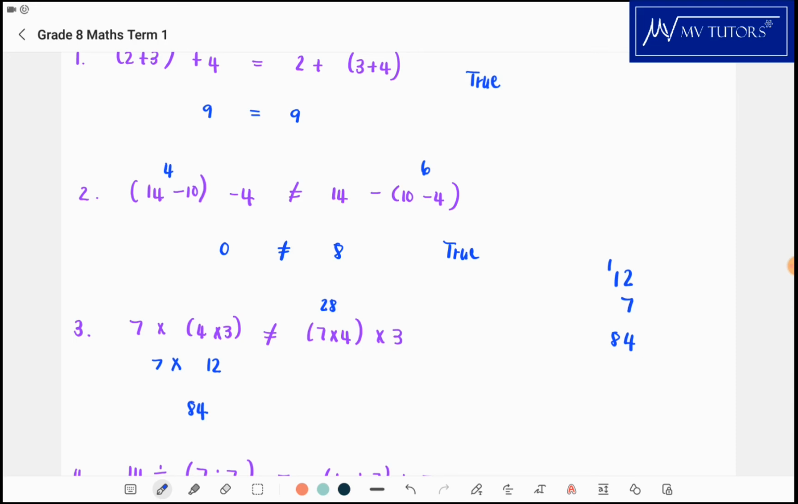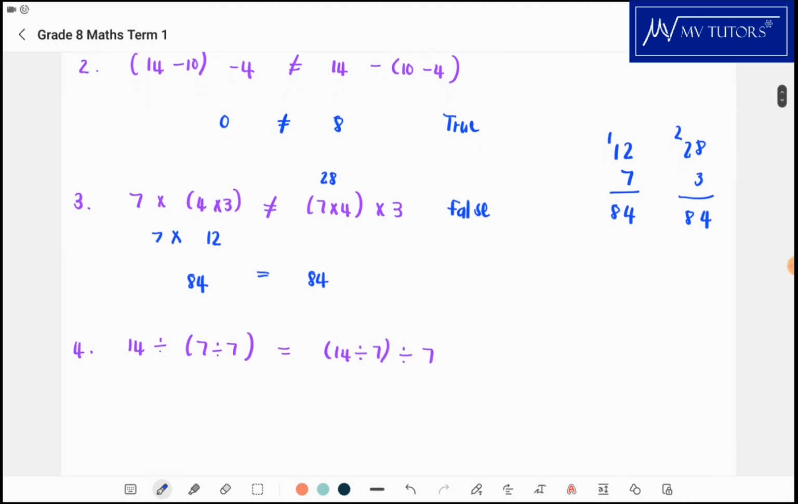Now what is 28 times 3? You can work it out. I know you guys have calculators, but please try to work certain things out in your head without the use of calculators. But 8 times 3 is 24. We carry the 2 over. 2 times 3 is 6, plus 2 is 8. So 84 is equal to 84. Now here it's saying it's not equal. So therefore this is false.